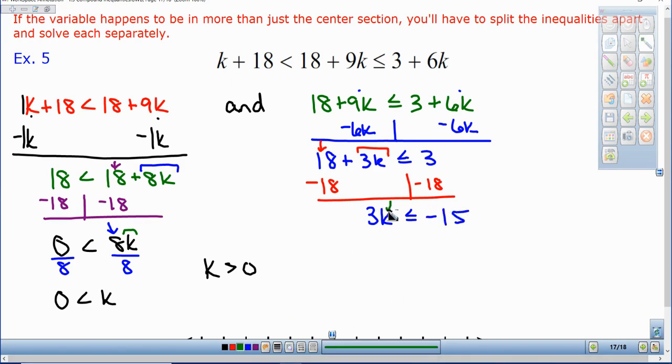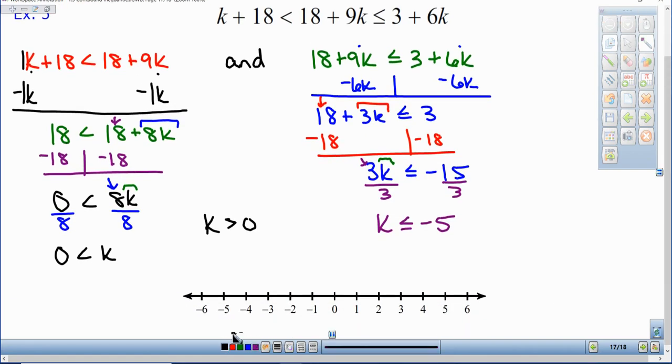Now I'm going to get k by itself. And so I need to get rid of the 3. So I divide by 3. You'll get k is less than or equal to negative 5. So that's the second stipulation for the numbers that need to satisfy this inequality.